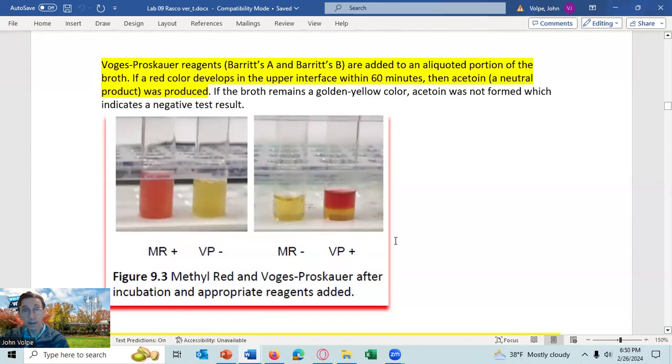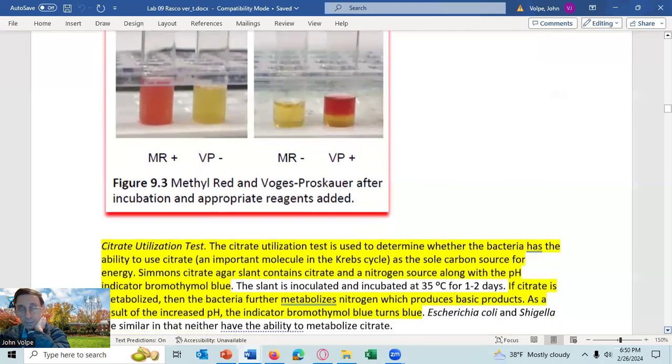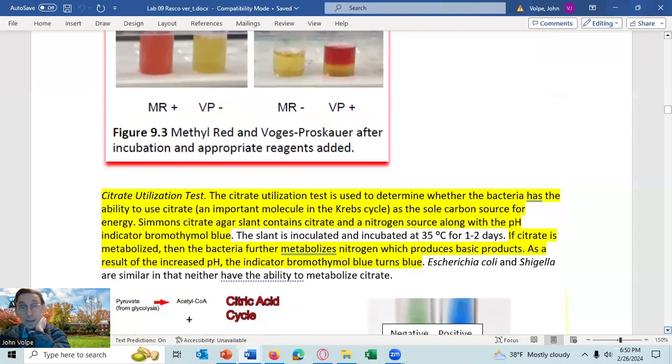Any question about that? What's happening is acetone is just reacting with the reagents to become red in color, but this doesn't happen immediately. That's why it needs to incubate 30 to 60 seconds, or not seconds, minutes. Any question about the MR or the VP test?